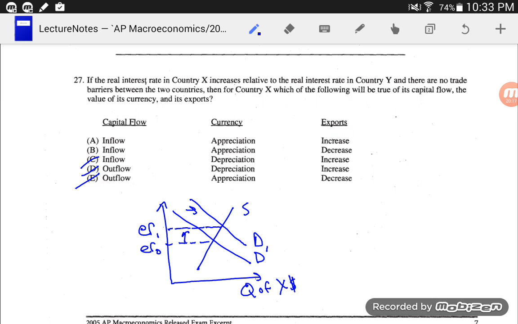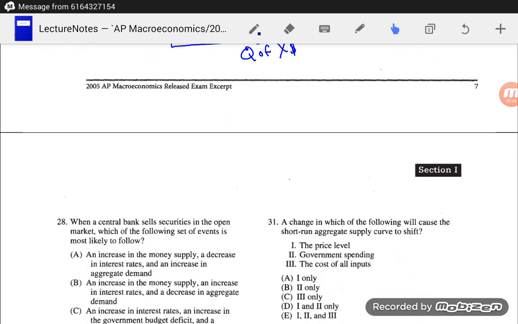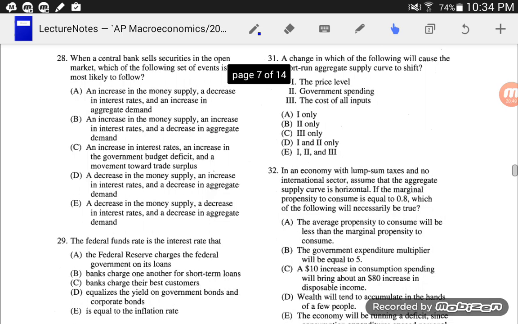So the last thing that I have to figure out is, are exports going to increase or decrease? Well, if the value of my currency is higher, it's going to be harder for people in other countries to buy my goods because they're becoming more expensive. So I think my exports are going to decrease a little bit. And that is indeed the correct answer. Let's see, a couple more to go and then I'll move on to the next video.